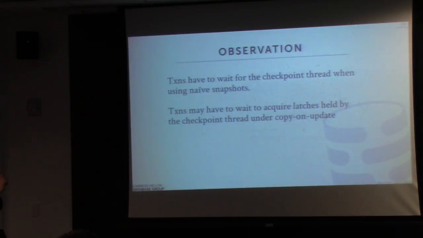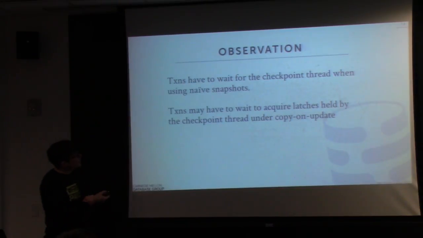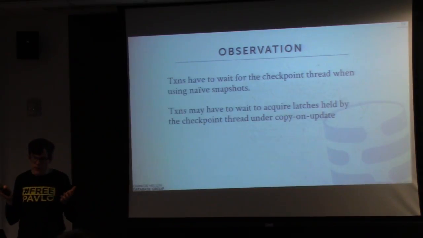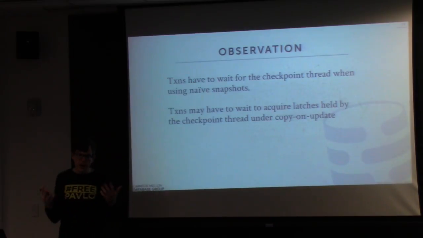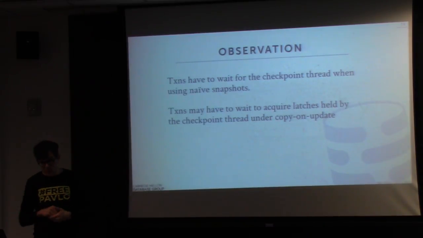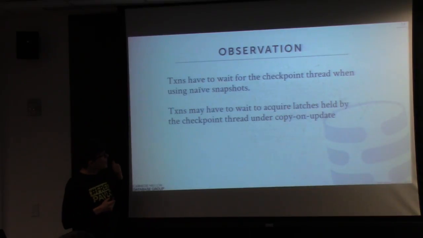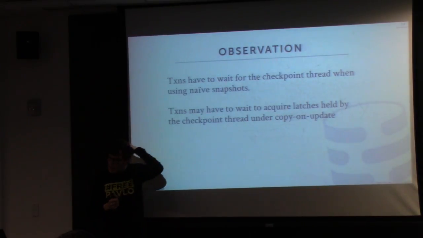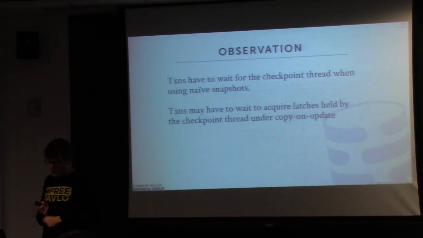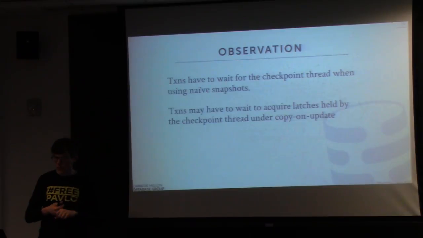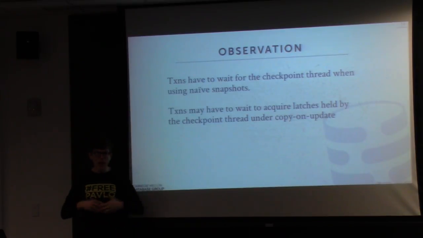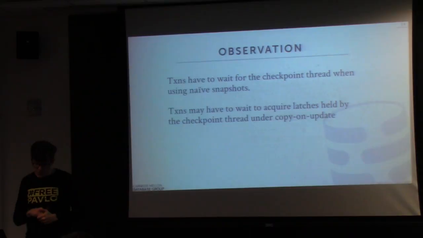All right, so the two observations we can make about what we talked about so far is that in the case of the naive snapshots, the database system has to pause all the transaction threads when we take the checkpoint, because we don't want to see any dirty data, because we want consistent snapshots. So that's bad. And in the case of doing a copy and update, we have to do additional memory copies each time, and that may require us to acquire latches depending on what kind of protocol we're using in the checkpoint thread, and that may block other transaction threads.